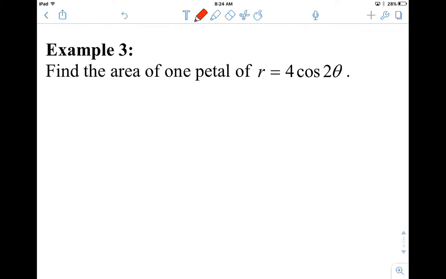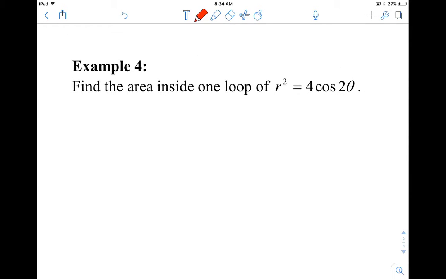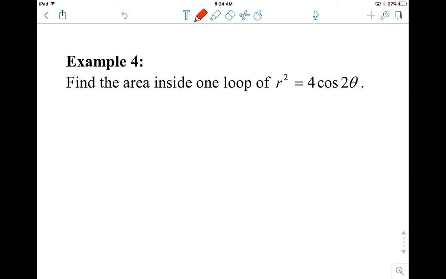Do this last one. Actually, you know what? Let's skip ahead. I want to do an overlap one. Let's do the area inside of a loop. Here's a lemniscate because we haven't dealt with one of those yet.